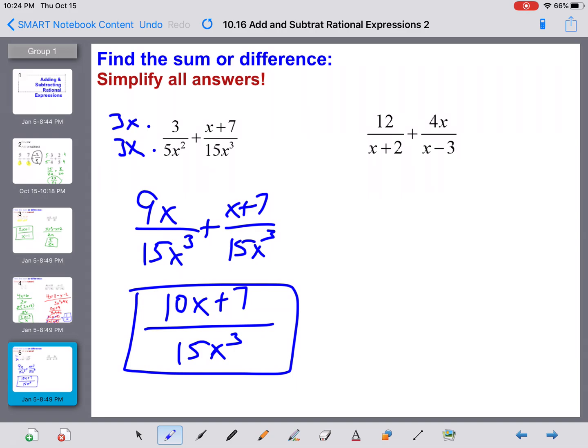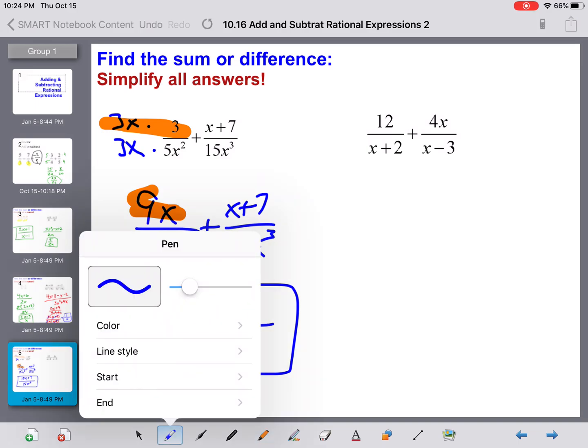Okay. The one key thing we want to make sure that we do is we need to make sure that we multiply this out first before we do any adding or subtracting. So make sure that you're always doing that, which will make a little bit more sense as to why in the next problem.